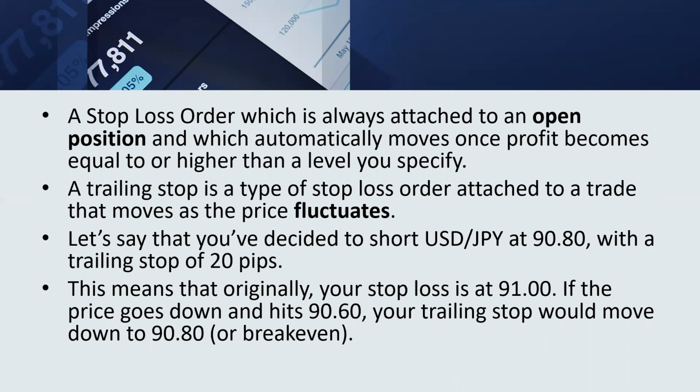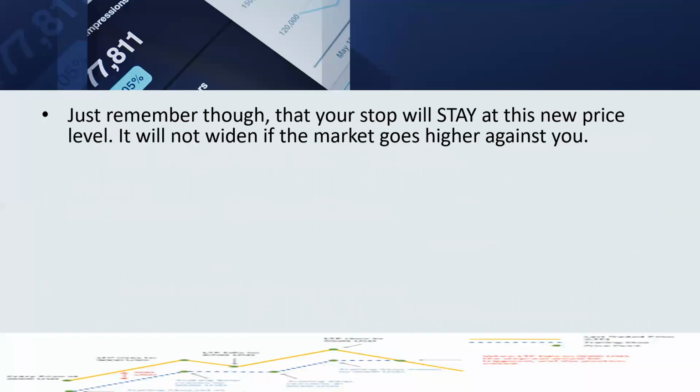So let's say you decided to short USD JPY at 90.80 with a trailing stop of 20 pips. So if your stop loss is at 91.0 and the price goes down to 90.60, your trailing stop will move down to 90.80 or break even. So if you move 20 pips in profit, the trailing stop will move into profit and secure your entry point. That is what the trailing stop is.